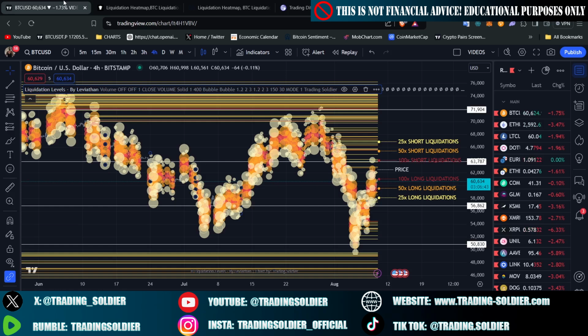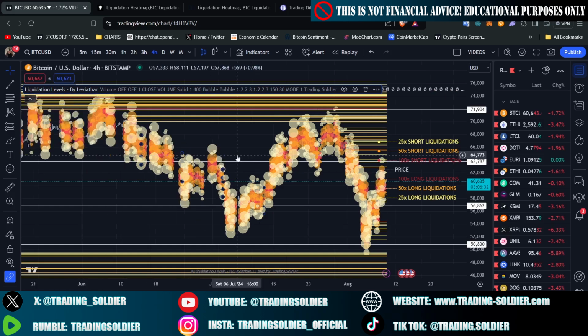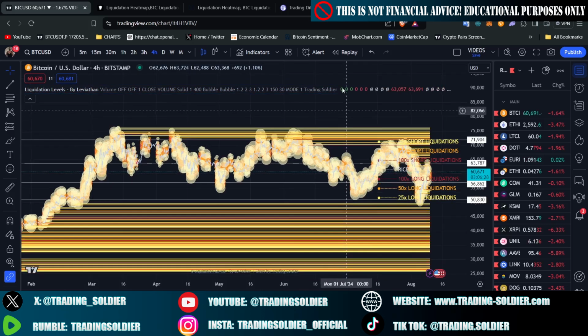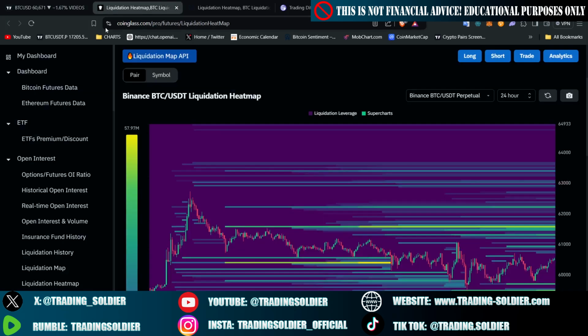This is my opinion, because I like to read price action. I know how to read price action, and I have experience in the market to know how to read price action. But it's up to you to use this indicator by Leviathan Capital and see the liquidation levels. Or if you prefer, you can use CoinGlass. This is completely free.